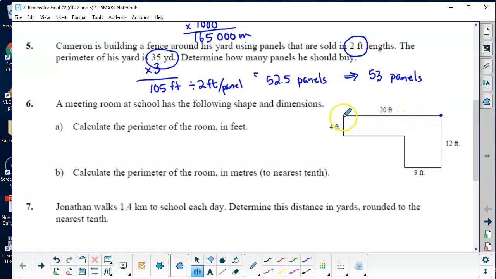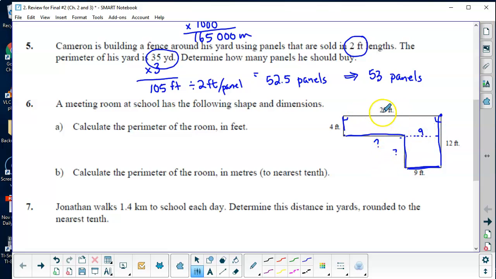You have to walk here, here, so we know 20 plus 4, but then we don't know what this is, and we don't know what this is, and then 9, and then 12. So we want to figure these out. We're going to assume these are all 90 degrees here. So that means that this side of 20 is parallel to this unknown side, and also parallel to 9. So really this distance here is 9.